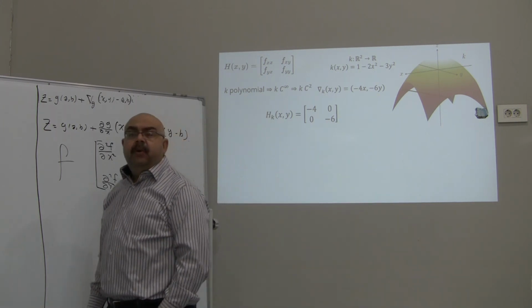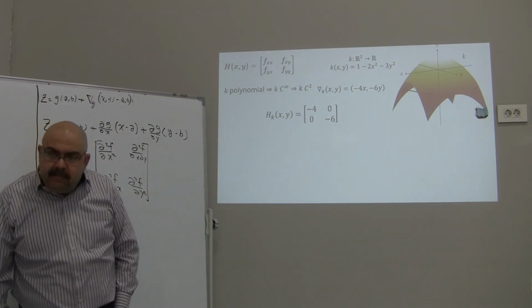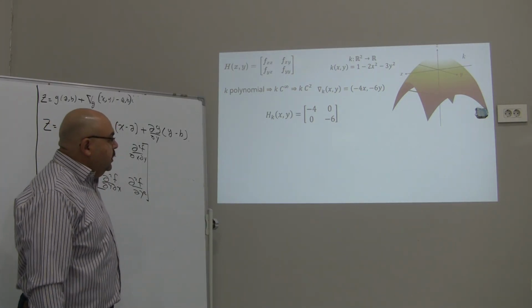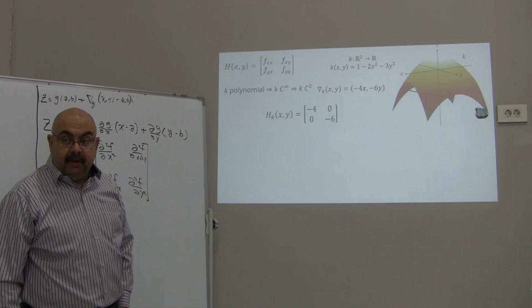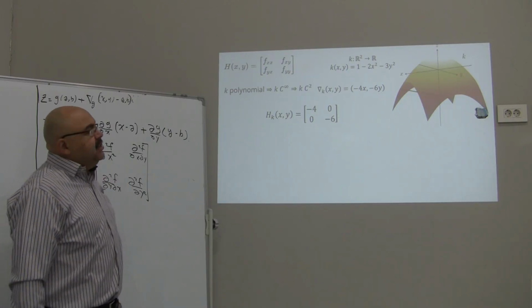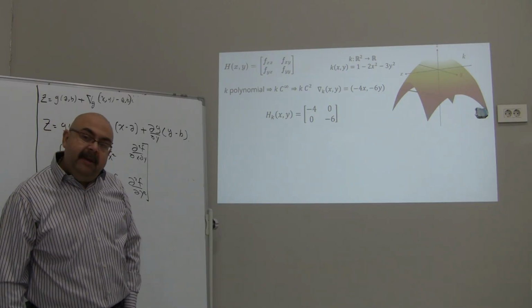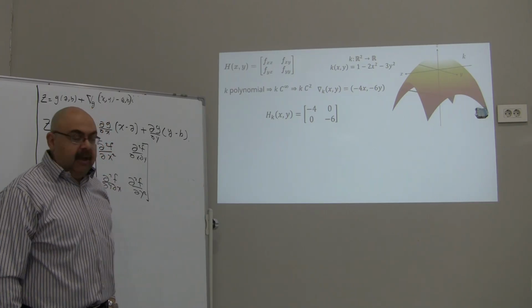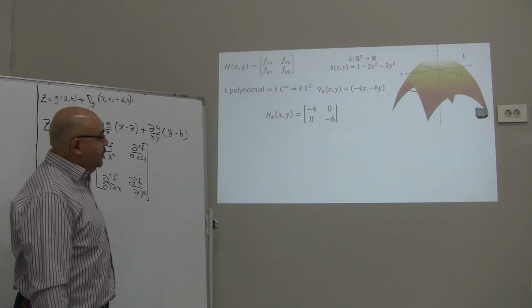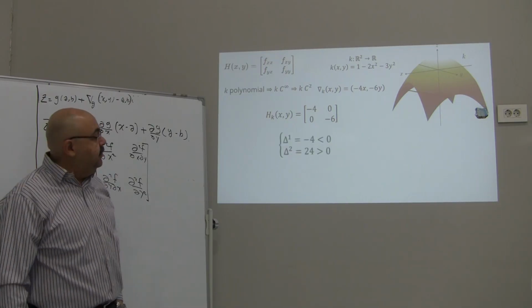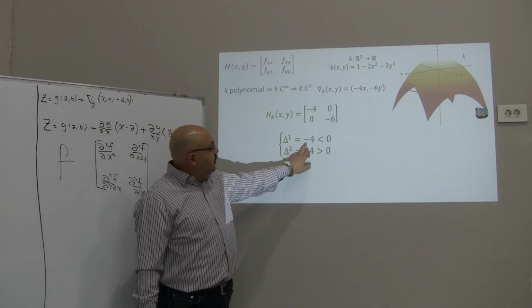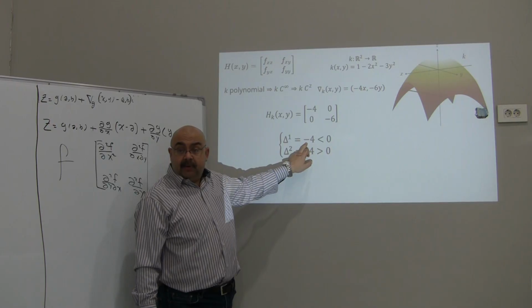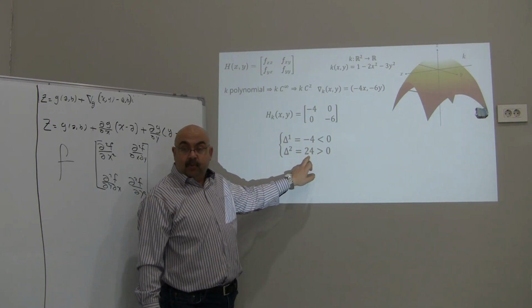Now let's evaluate the minors. The first principal minor will be negative 4. The second principal minor will be multiplying negative 4 times negative 6. If you multiply negative 4 and negative 6, it's going to come up to 24. So the first determinant is negative 4. The second one is 24.